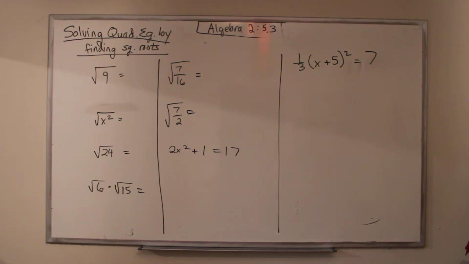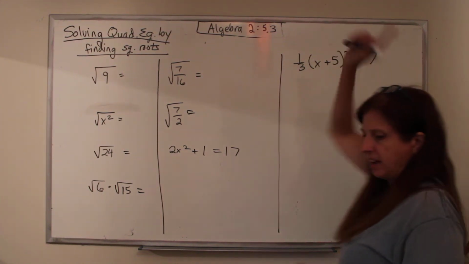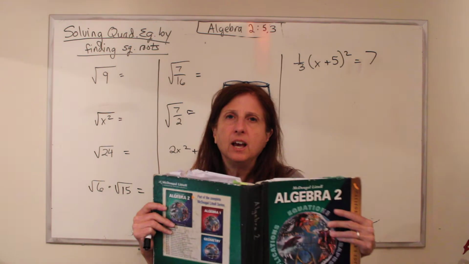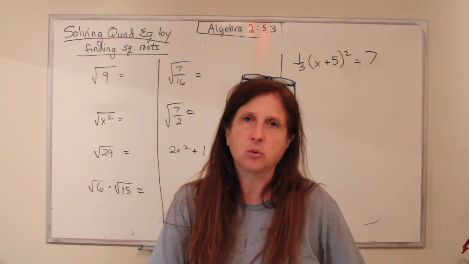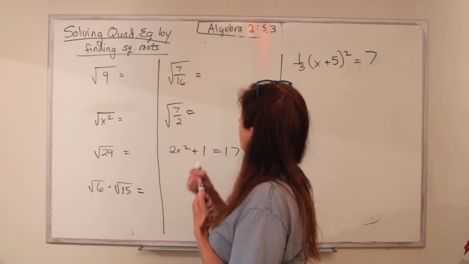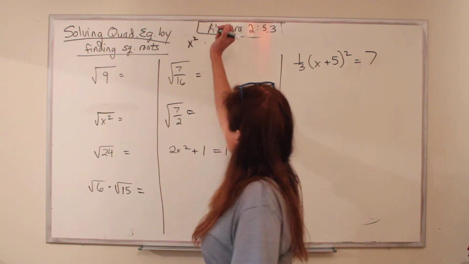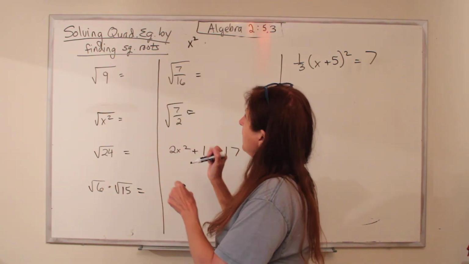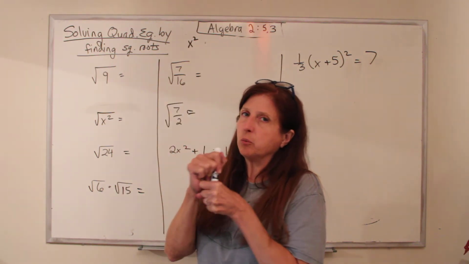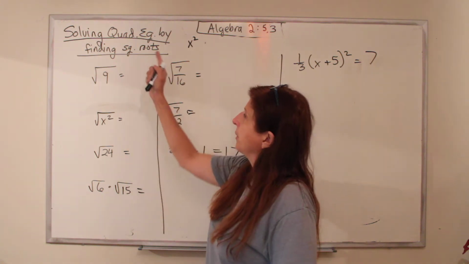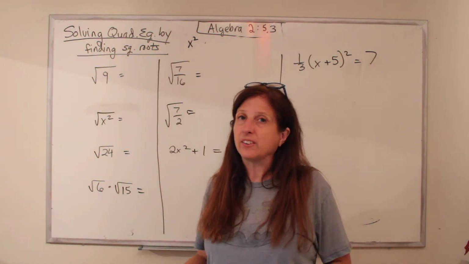Welcome back to Algebra 2, Chapter 5, Section 3. In this book, we've been talking all about quadratic equations. Quadratic equations have an x squared in them. But we're going to learn a new way to solve them using square roots. And there's lots of ways to solve these things.